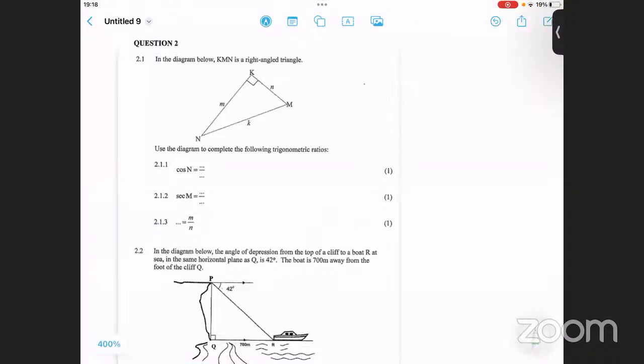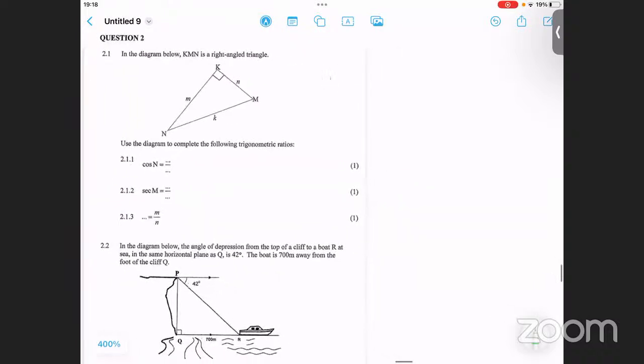a specific angle. Because now, what if it's tan of K? What if it's tan of N? What if it's tan of M? What did you say there, Sam? So I say tan of M, sir. Tan of M. Yes, sir.